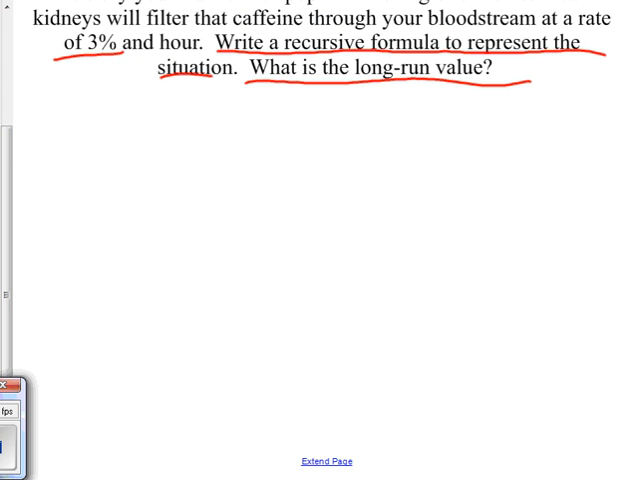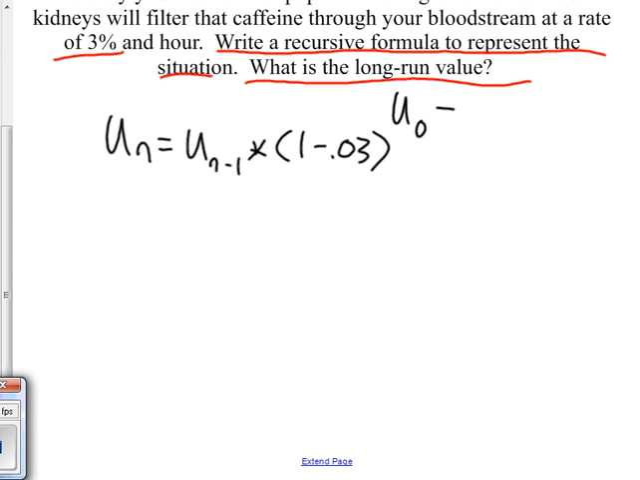All right, so we're taking a look at the recursive formula for this. So u of n is equal to u of n minus 1, and then we are multiplying that by (1 minus 0.03). And that's it. That's all of our recursive formula. In theory, to make that recursive formula, you would need the starting value as well. But for finding long run values, that doesn't really matter. We don't need to look at that.